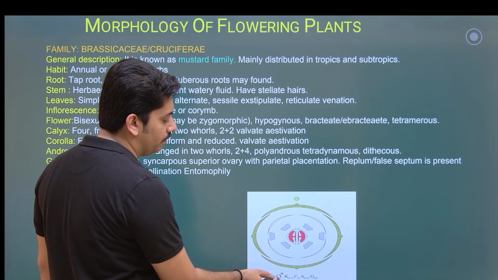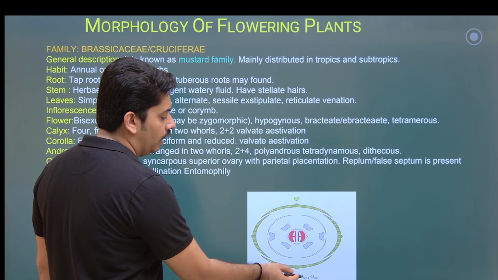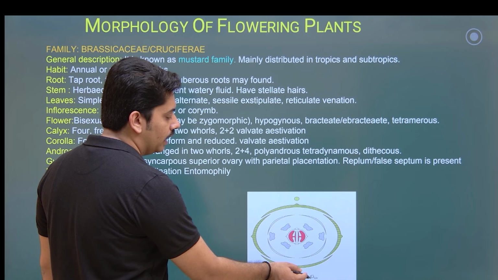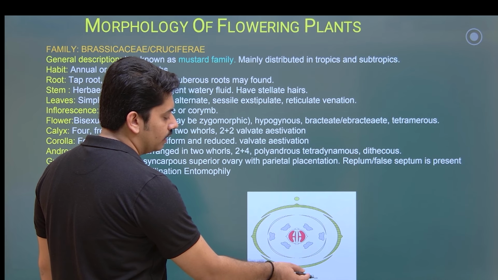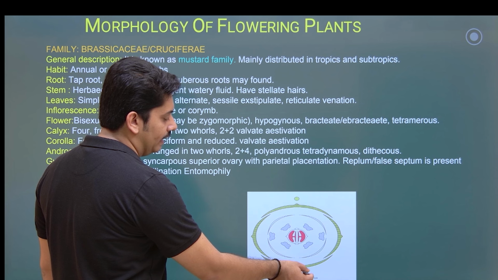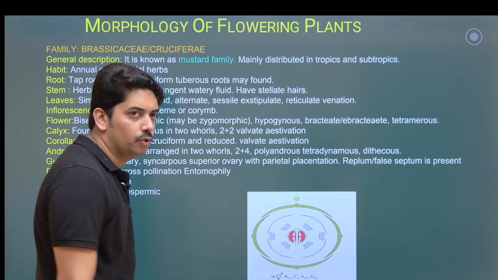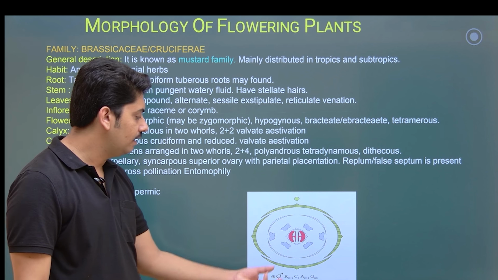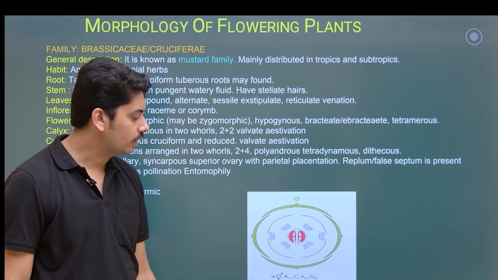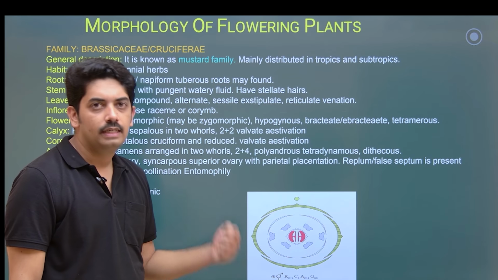Actinomorphic condition, bisexual, calyx 2 plus 2, corolla 4, androecium 2 plus 4, gynoecium. Here they are showing that gynoecium is above all. So this line indicates superior ovary, and there are 2 carpels, they are fused. So it is written inside the bracket. Okay, this is how we write the floral formula and floral diagram.